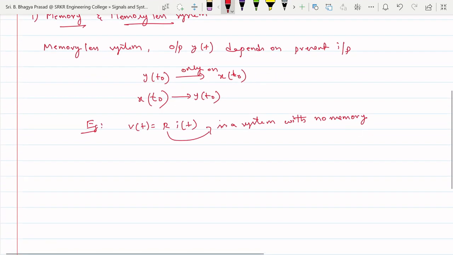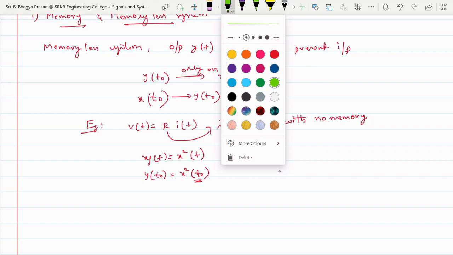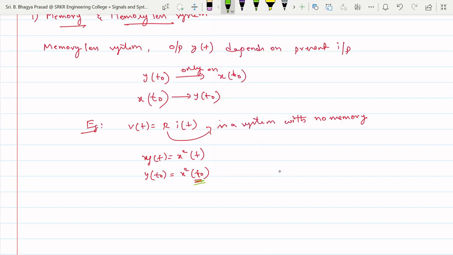Take another example, y of t equal to x square of t. Here also y of t naught depends on x square of t naught, that is, at the present instant only. At the present instant of time we are getting the output. So this is a memoryless system, it doesn't have any memory. That is, y of t depends on the present input only in a memoryless system.